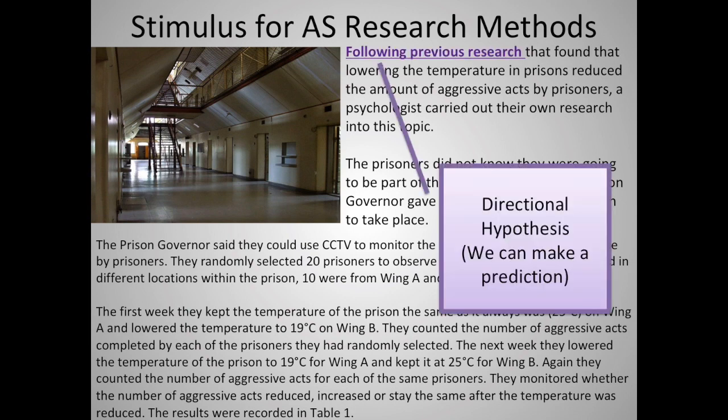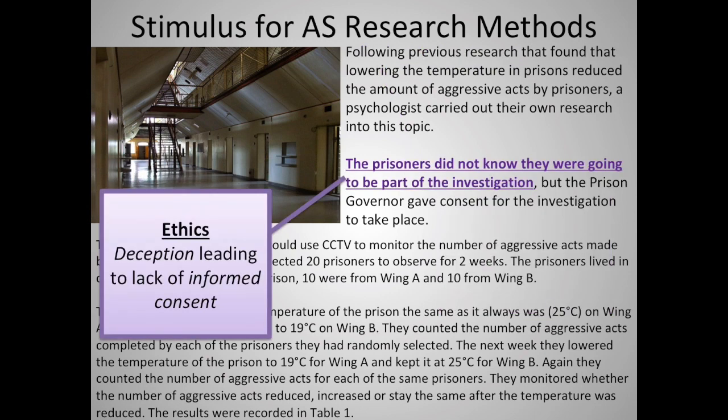The first thing to underline is where it says following previous research, because this is a clue that we should use a directional hypothesis. Because there's been previous research, we can make a prediction about the results. The next thing to underline is where it says the prisoners did not know they were going to be part of the investigation, because this should immediately ring alarm bells to do with ethics. The BPS guidelines are being broken, there's deception, and deception will always lead to a lack of informed consent.